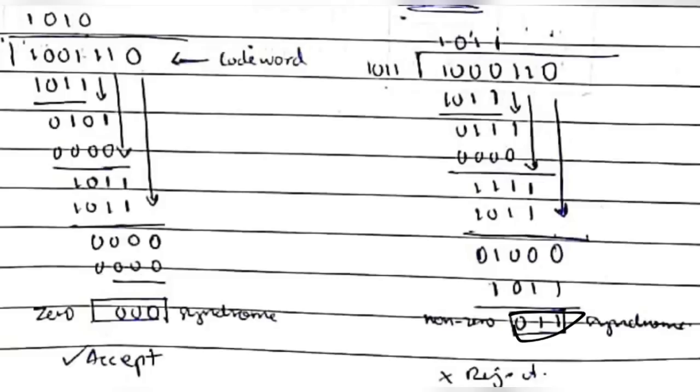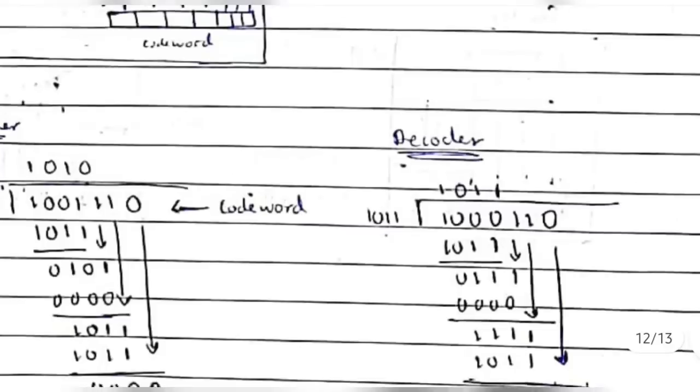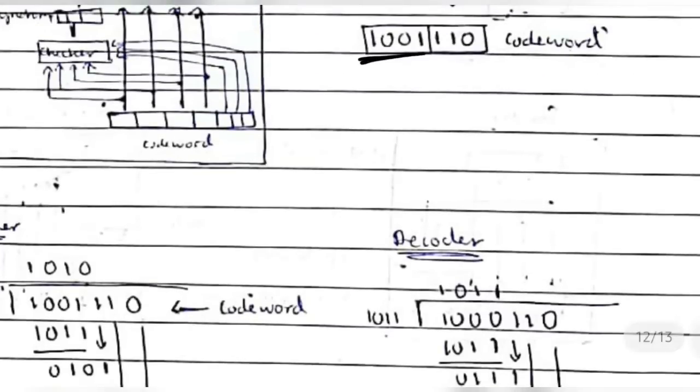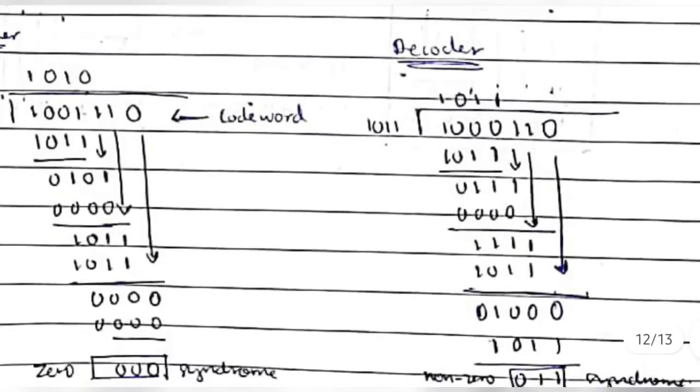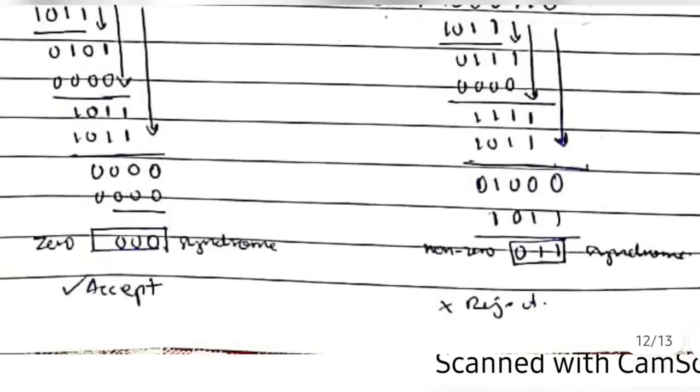At that time the error will be detected, because see here, what was the data getting transmitted? This one, 1001110. If it changed to 1000110, here it was 1, right? This is the correct data. See here, a change happened here, the rest is all the same. But if we try to divide that by 1011, it will not give us 0. So in that case it can be known that there is an error here.